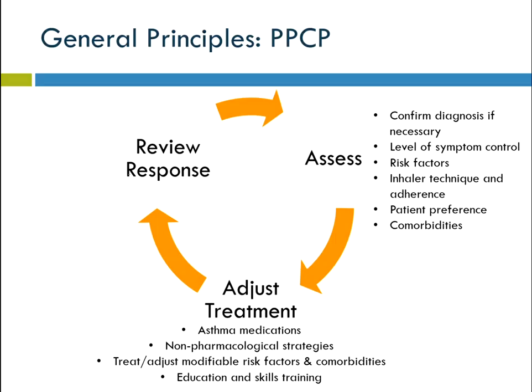Then we're going to address the treatment. So that could be adjusting the asthma medication, adjusting some of those non-pharmacologic strategies, treating and adjusting some of those modifiable risk factors and comorbidities, and then offering education and skills training. What part of the note does this go with? Plan. Then we want to review their symptoms.